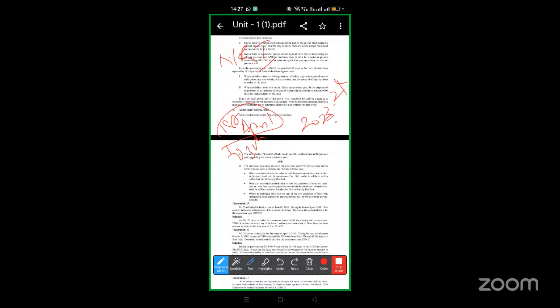Out of these two basic conditions, if any one condition is satisfied, in that case you will be considered as resident. Suppose you are not satisfying any of the basic conditions, then you will be considered as non-resident of India, that is NRI.